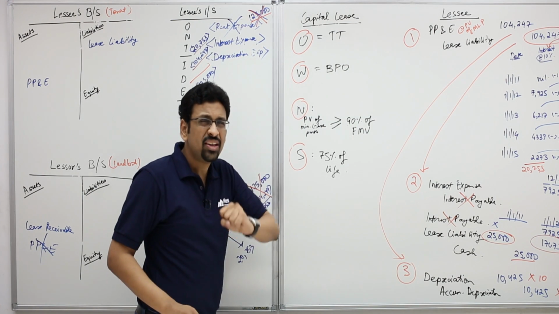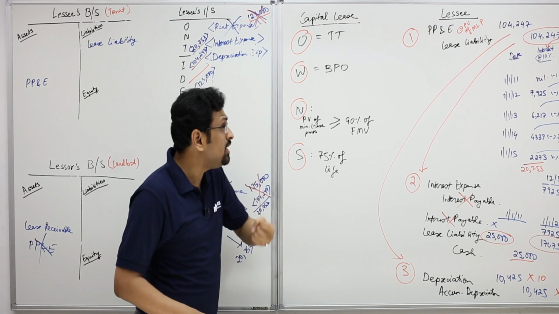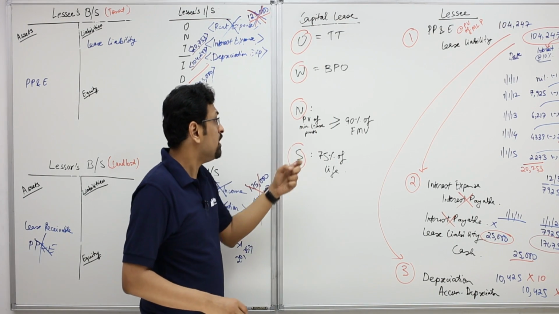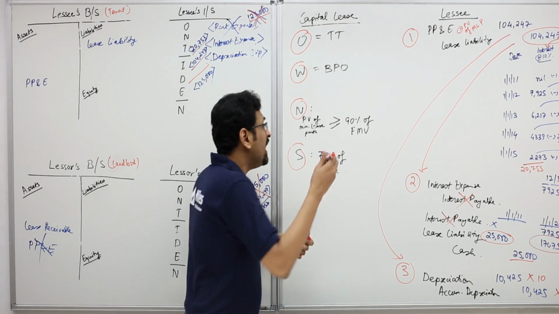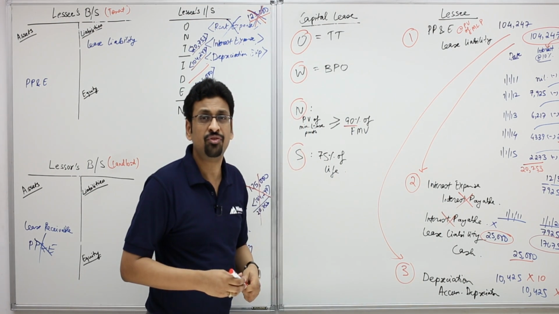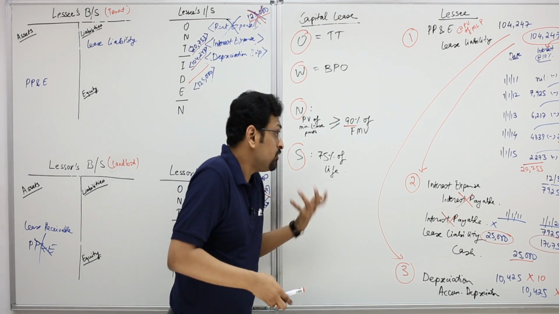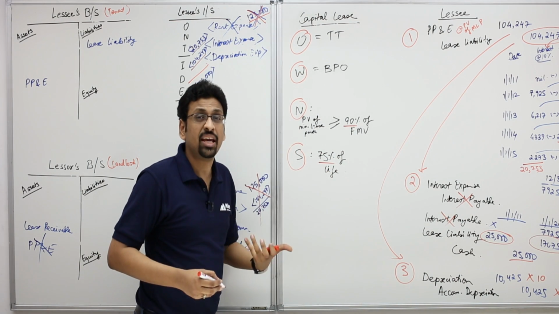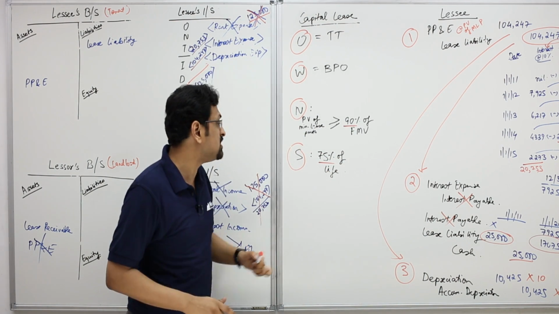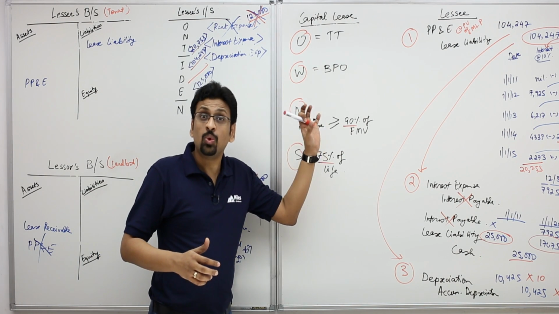Now US GAAP is very specific. It tells you you can classify a lease as a capital lease if the present value of minimum lease payments is greater than or equal to 90% of the current fair value. Very specific, 90%. Or if you're using the asset for 75% or more of its economic life. Again, very specific, 75%. So rule based US GAAP.